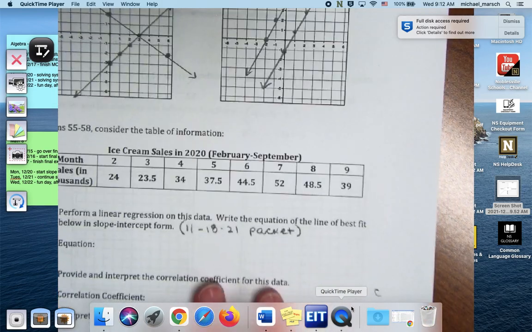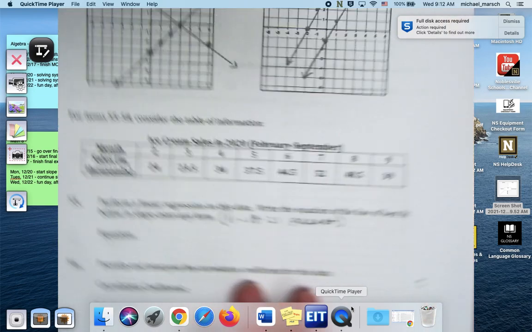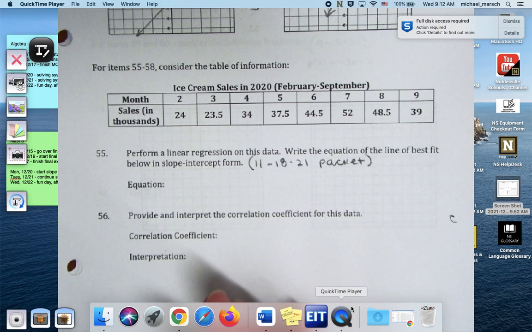Okay, this says perform a linear regression. I have not done that yet, so we'll do this one together. So 55, 56.